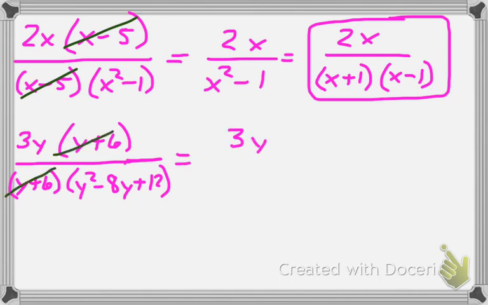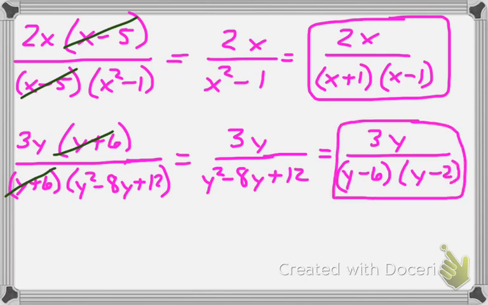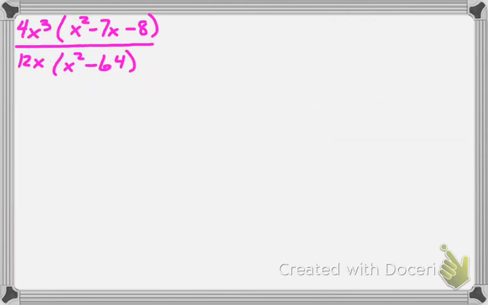So after that, we have this, 3y over y squared minus 8y plus 12. And then that on the bottom looks like it could potentially be factored using the monkey method. So you try, and what you would find out is it factors into y minus 6, y minus 2. There's nothing that can cancel at that point, so you're done.